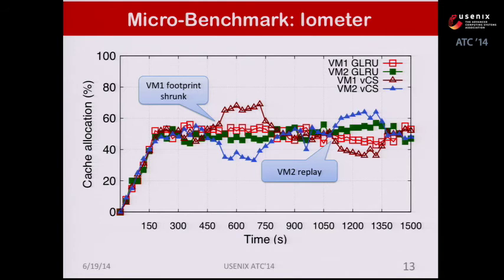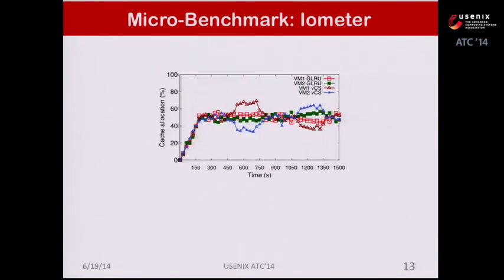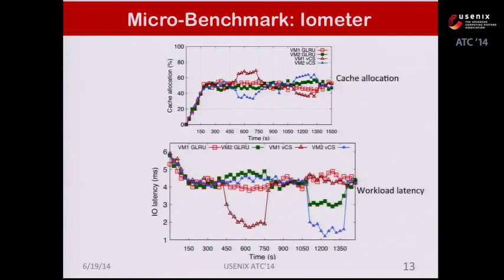As a result, we can check the difference this made in the VM's I/O latency. Compared to GLRU, vCacheShare is able to produce a much more pronounced drop for VMs that experience locality bursts, by allocating more cache space to it without producing significant performance degradation for the other VM.